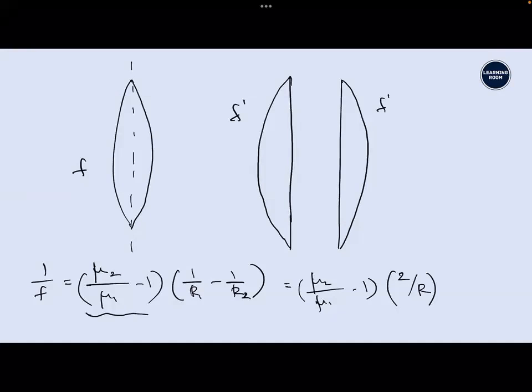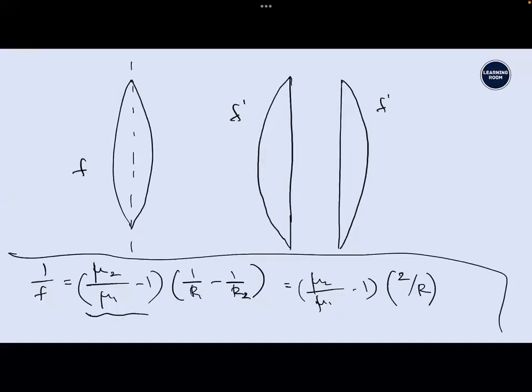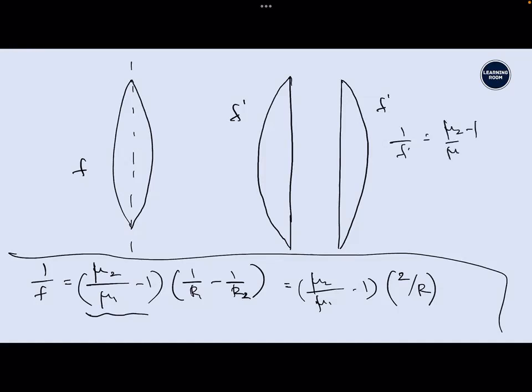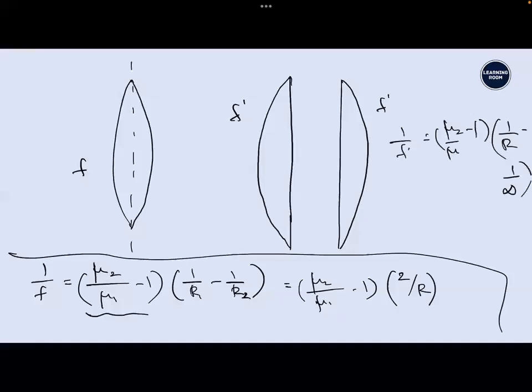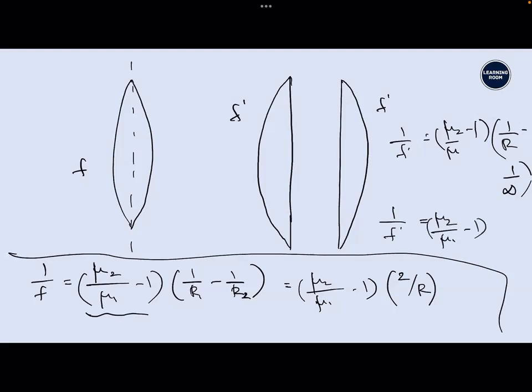Is that right? So in a similar case, if I try to write the expression for 1 by f dash, what will I get? Mu2 by mu1 minus 1 into 1 by r minus 1 by infinity, because this is the planar surface, no? For a planar surface, what is the radius of curvature? It is not defined. So what will you get 1 by f dash as? Mu2 by mu1 minus 1 into 1 divided by r. So what is the relation between f dash and f? F dash will be equal to f divided by 2. Means the focal length will become exactly half of the original focal length. Why is it happening? Because of the planar surface.